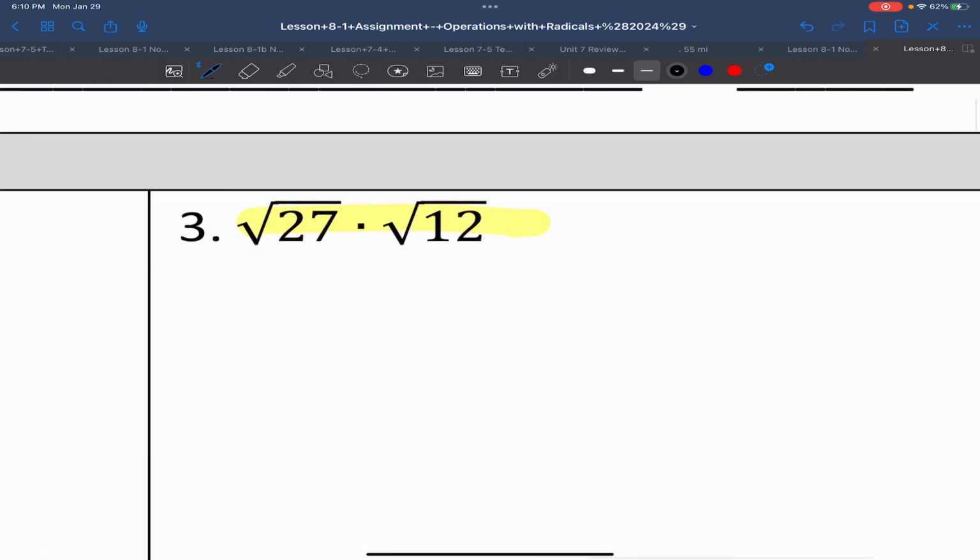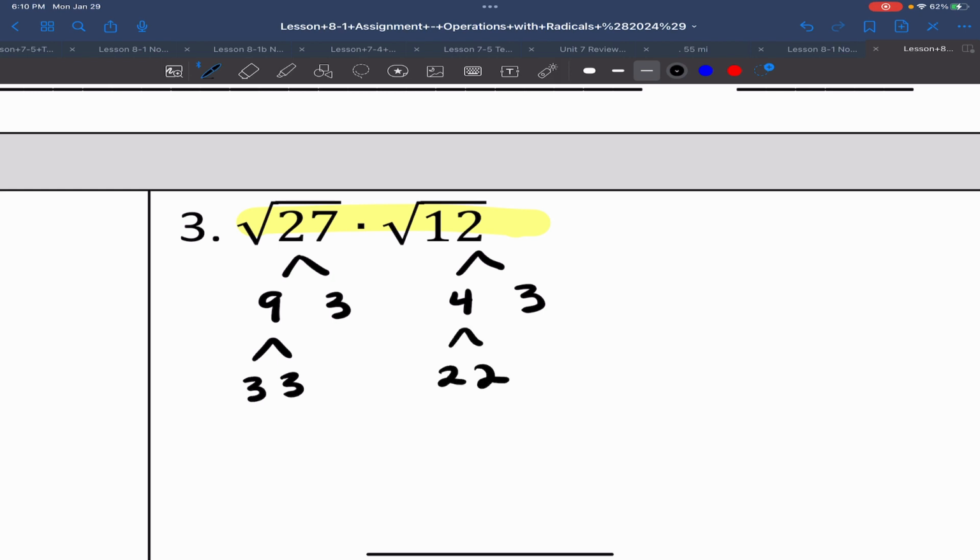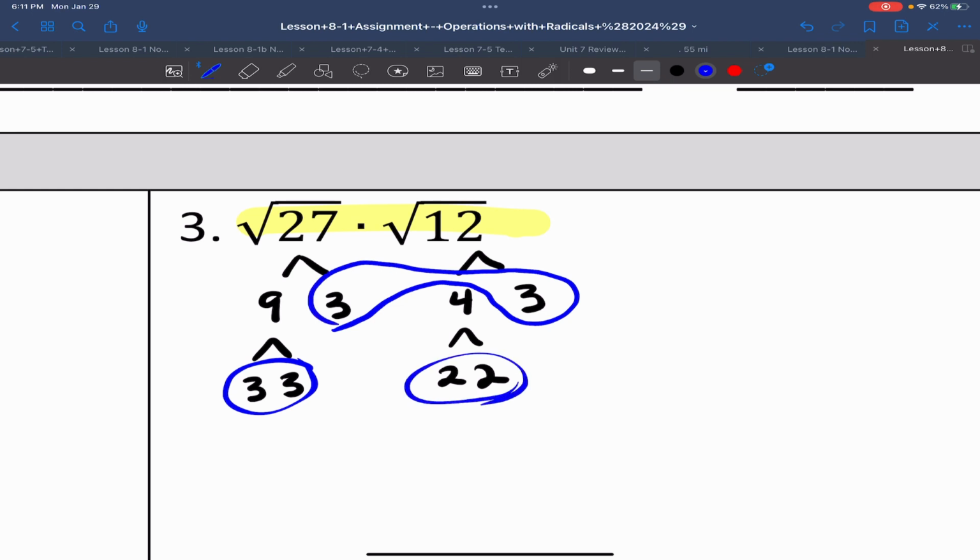Number 3, let's see. Okay, I have 27. I'm thinking 9 and 3. And then here is 12. That's 4 and 3. I can break down the 9 over here. That's 3 and 3. And I can break down the 4 over here. That's 2 and 2. So I can circle the two 3's. And I can circle this pair of 3's. And also I can circle the pair of 2's here.